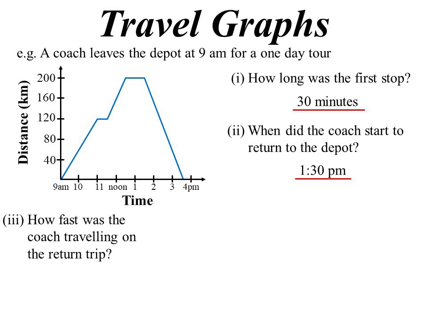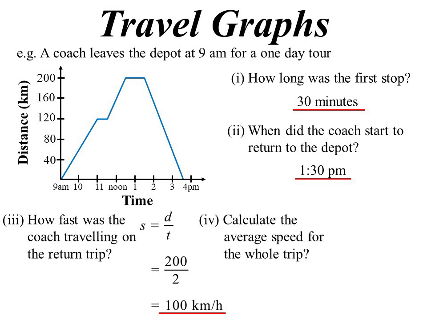How fast was the coach travelling on the return trip? Well, we would have worked out speed equals distance over time, and on the return trip, it's travelled 200 kilometres over 2 hours. What we've actually just worked out is the slope of that line. The slope measures the rate of change, and that's what speed or velocity is. It's the rate of change of the distance or displacement, depending on whether we're talking about speed or velocity.